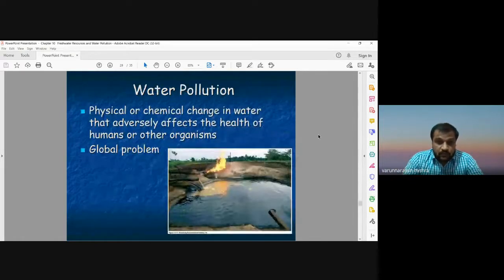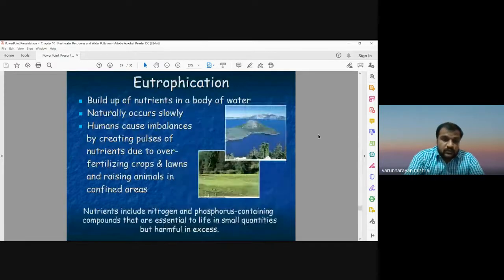Water pollution is another important factor that needs to be taken into consideration when we work on the sustainable management of water resources. There may be physical or chemical changes in the water quality that adversely affect the health of humans or organisms. If we are using water having some turbidity or some pollutants, that may negatively affect human health, and also affect different organs in the human body. So this water pollution is a global problem, and we should also work on the solution for water pollution.